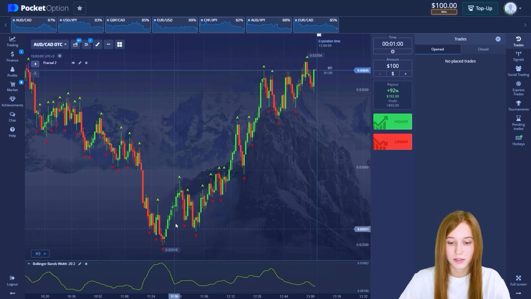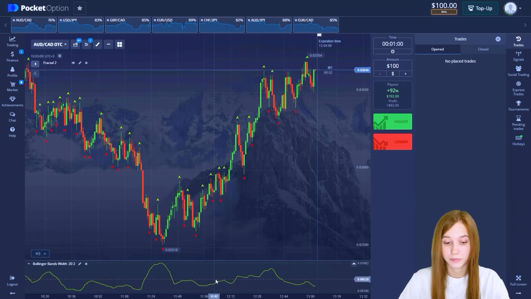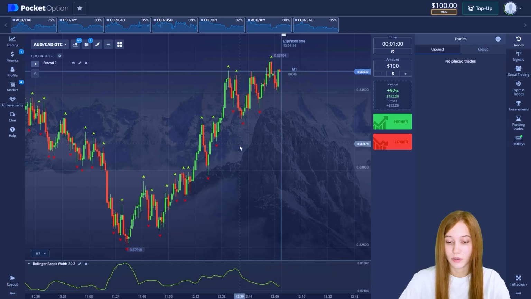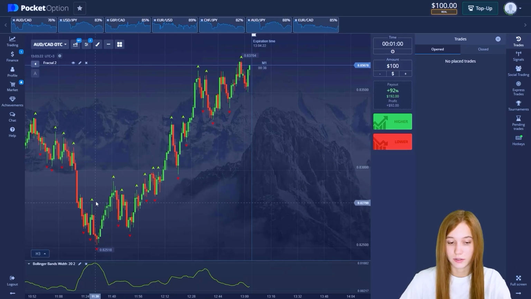So you see this sharp falling, and then we see some growth. With pullbacks, it began to fall, since growth occurs as smoothly as possible with rollbacks. So our indicator works like this.